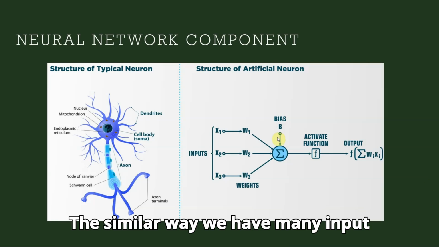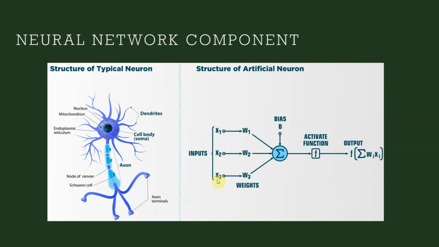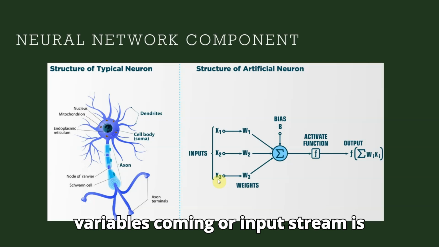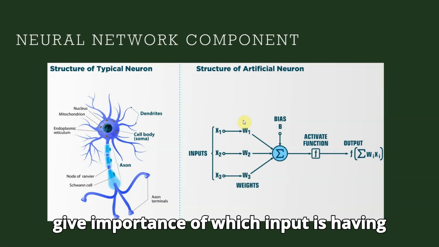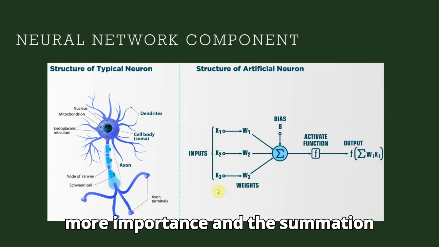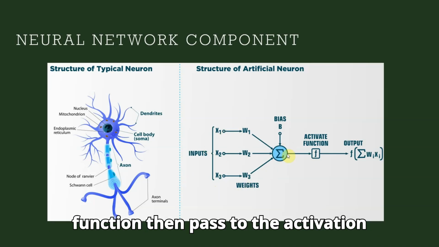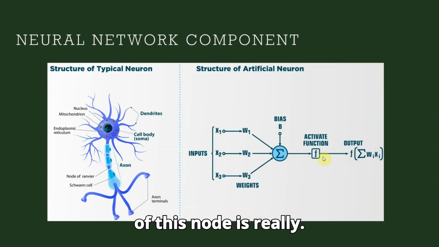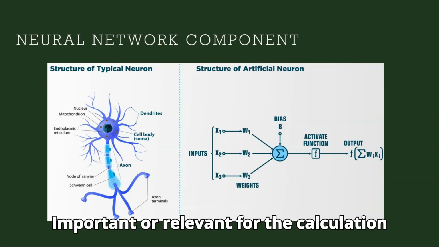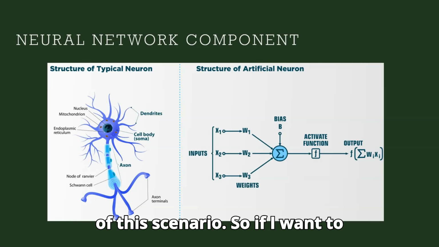In a similar way, we have many input variables or input streams coming in, and the weights give importance to which input matters more. The summation is then passed to the activation function, which decides whether the outcome of this node is really important or relevant for the calculation of this scenario.